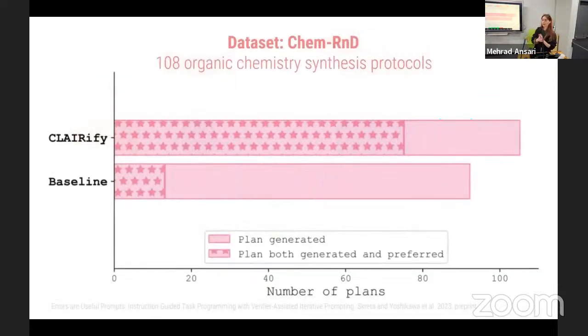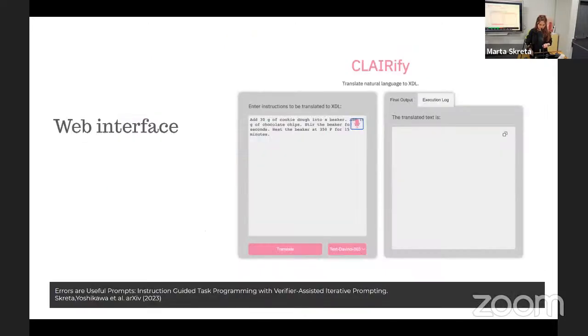So we tried out our model and compared it to a baseline that is used for generating KDL from natural language. And we found that our model was able to not only more often synthesize plans and not be like, I am shutting down and cannot generate a plan, but it was also preferred by human chemists. So we had a bunch of chemists label random descriptions, and they found that the plans generated by Clarify were able to more holistically capture the input natural language experiment description. So we were pretty excited about that.